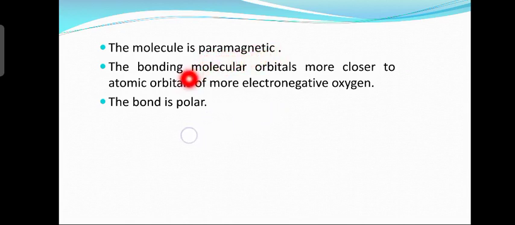Then, the bonding molecular orbitals are closer to the more electronegative atom, oxygen. This is a characteristic property. In heteronuclear molecules, the bonding molecular orbitals are closer to the more electronegative atom. In this molecule it is the oxygen atom. Therefore the bond is polar, since there is a slight displacement of electron density, and the bond becomes a polar bond.